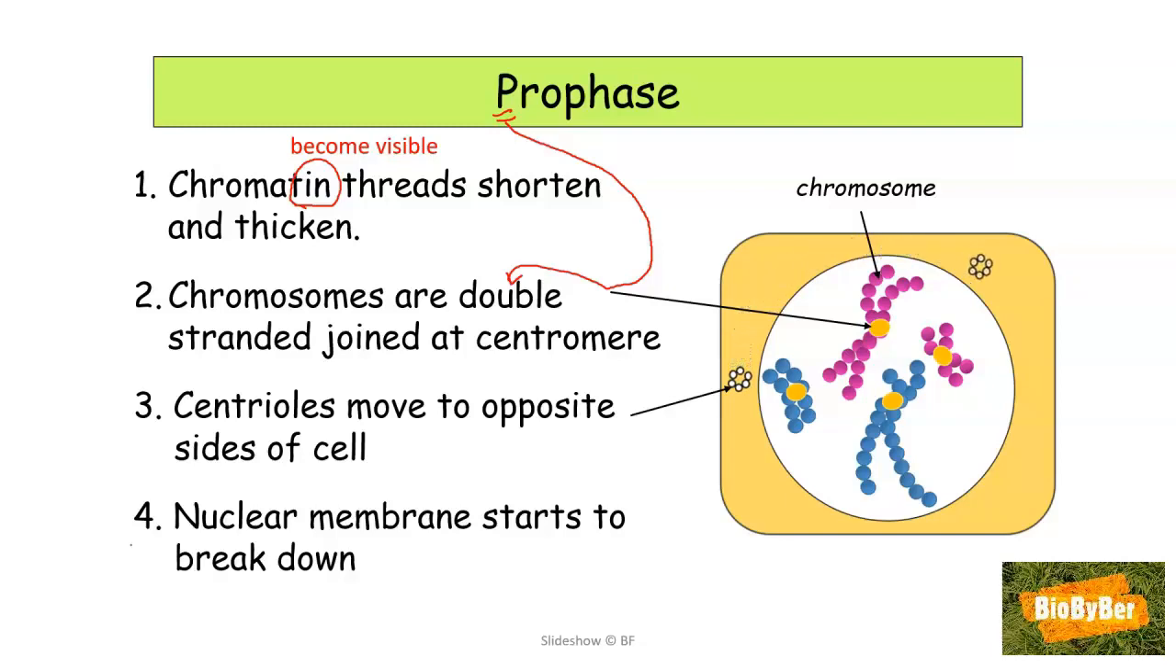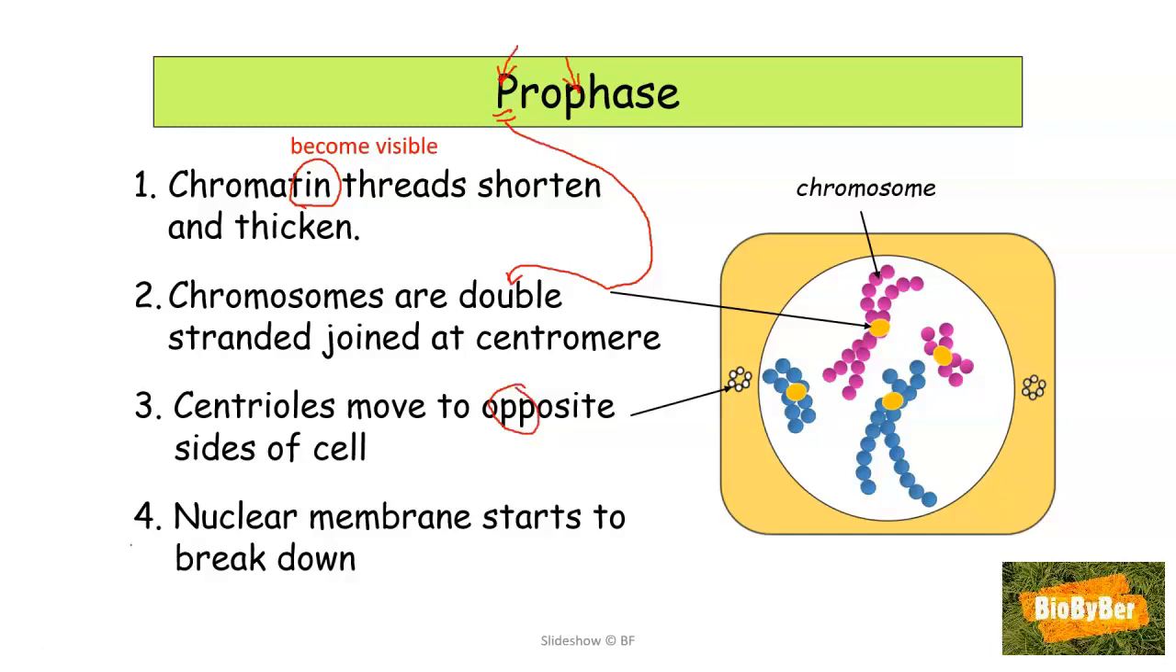Again, we can remember this because opposite sides of the cell quite often are referred to as opposite poles, like the North and the South Pole being opposite to each other. And we have 2 P's in the word opposite, and we have 2 P's in the word prophase.